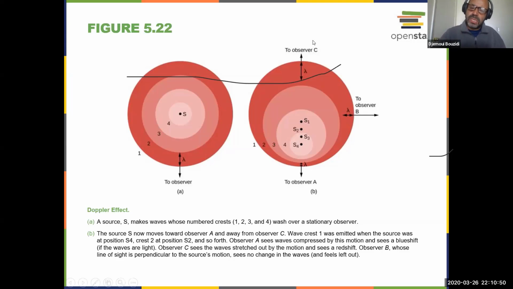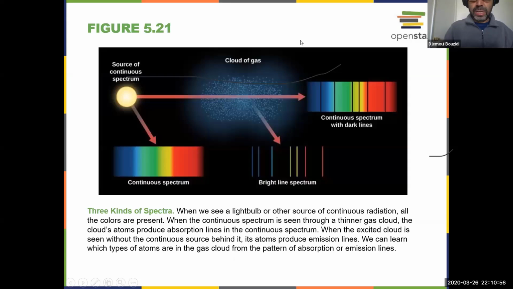So when objects are moving away, observers will always perceive their spectra as shifted. Let me go back to this: these lines would appear spaced the same as before, except that they're all moved slightly toward the red if the object is moving away from you.